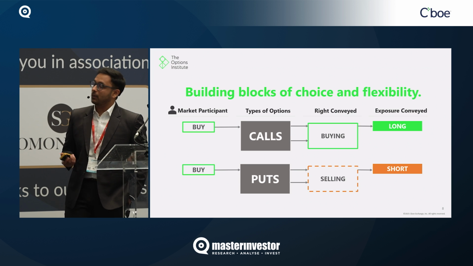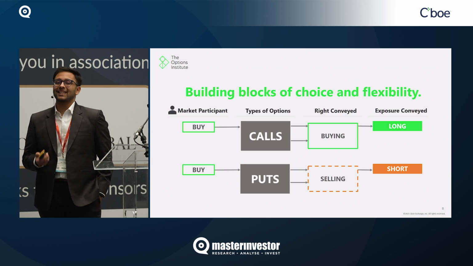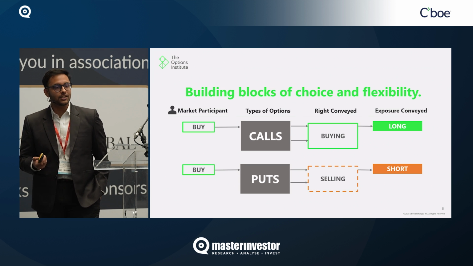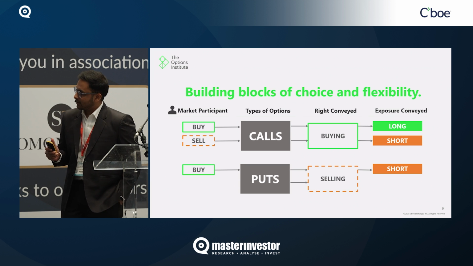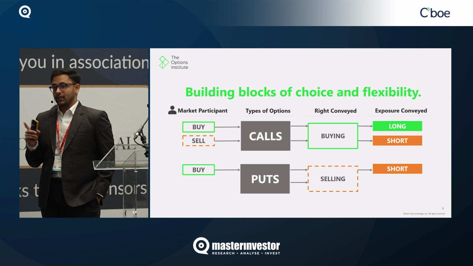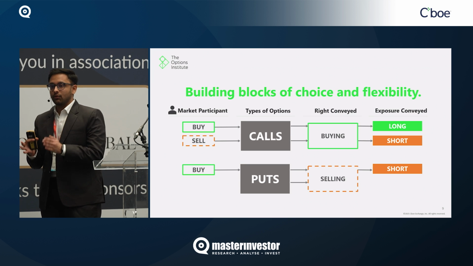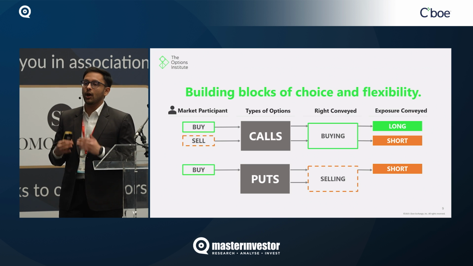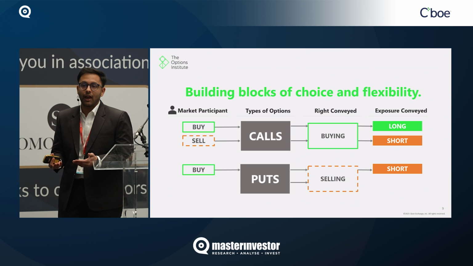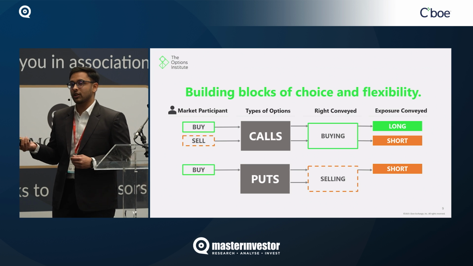On the other hand, when you buy a put, you're buying the right to sell the underlying asset. Hence, you have short exposure. Now let's look at the flip side. So when you are selling calls, you're selling the right to buy the underlying asset. Essentially, you want the underlying price to go down below the price where you'd have to sell it. Hence, you have short exposure.